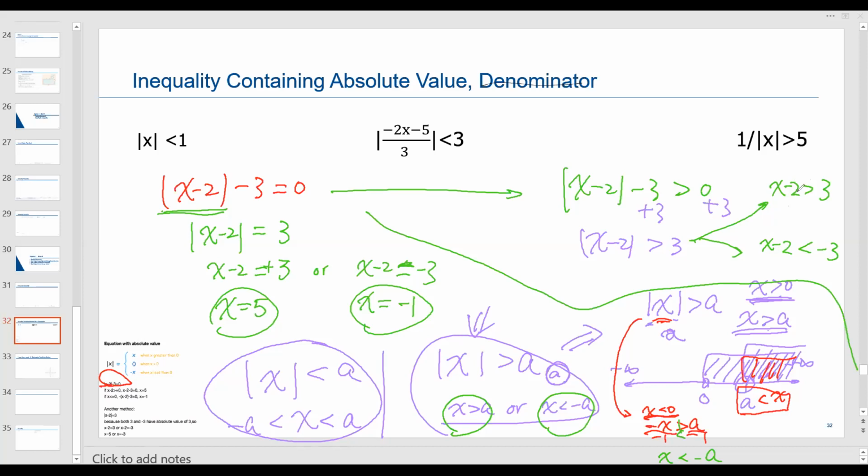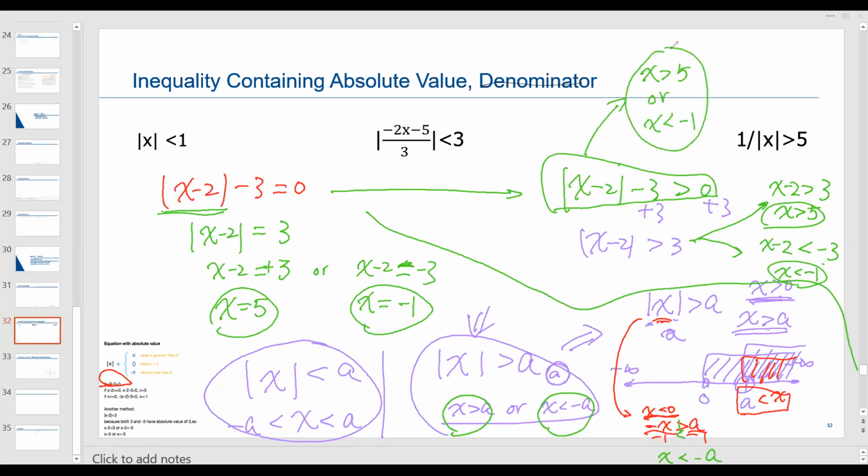So both sides plus 2. This one transforms into X greater than 5, right? And what about this one? X less than, both sides plus 2, negative 1. So I have two answers for this inequality. X can be greater than 5 or X less than negative 1.